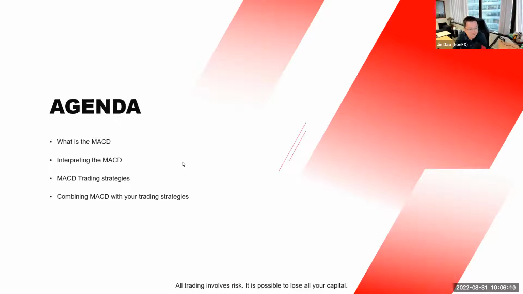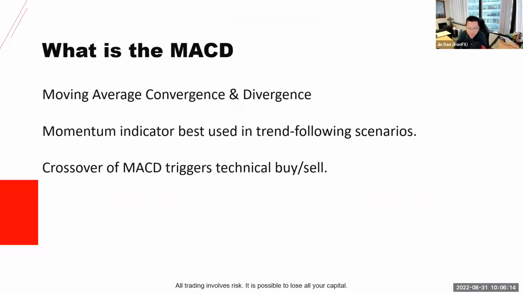So what is the MACD? If you do use the MACD, let me know again. But what is the MACD? Basically, MACD is the moving average convergence and divergence. It's a convergence and divergence of the moving average. It's not just a simple moving average. It is calculated in a different way. But the MACD is a short form of the moving average convergence and divergence. It is a momentum indicator.